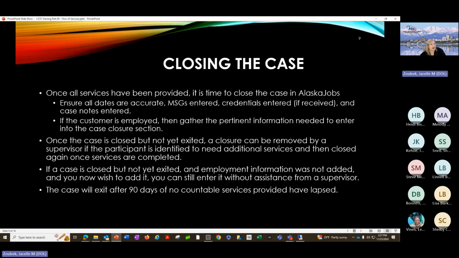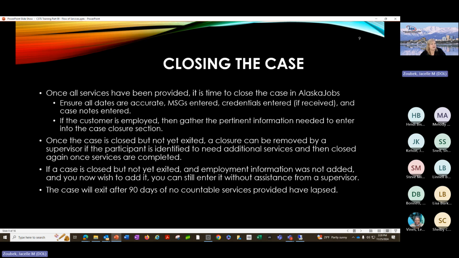Once that case is closed, but not yet exited, you can remove the closure. Your program coordinator might have to do it for you, but they can remove that closure if it's identified that the customer needs additional services, and then you can close it again once those services are completed. Now, please remember that's during the closure, but before exit. So by adding more services, you would close, and that would be extending that time moving towards the exit.